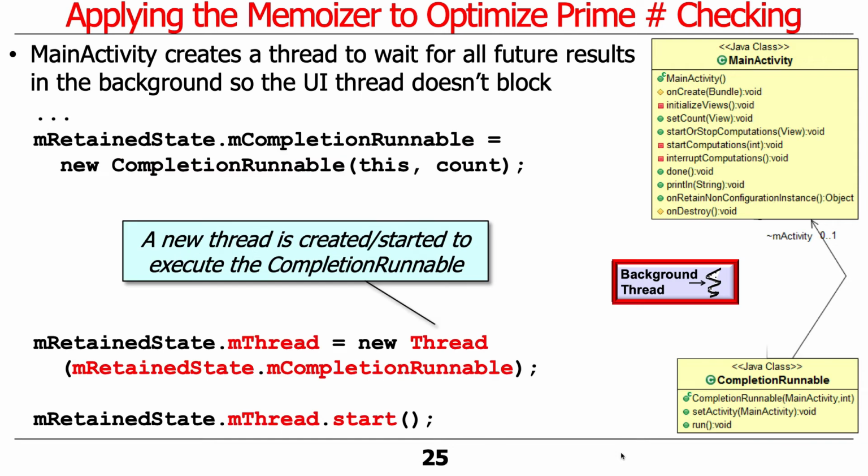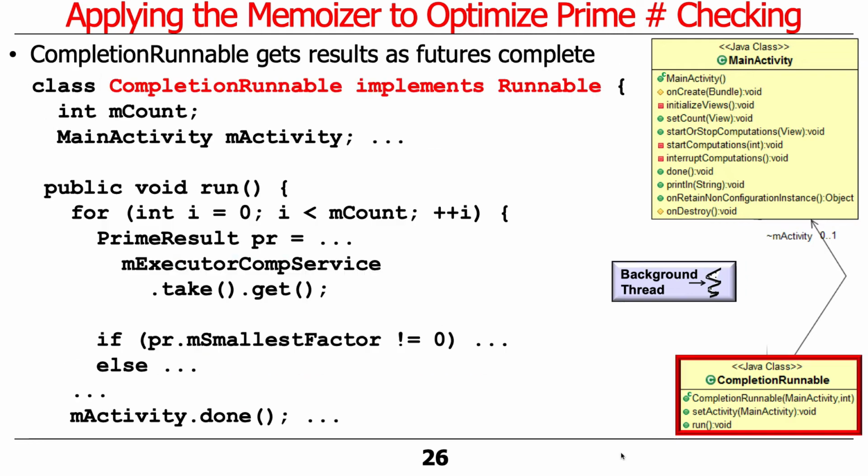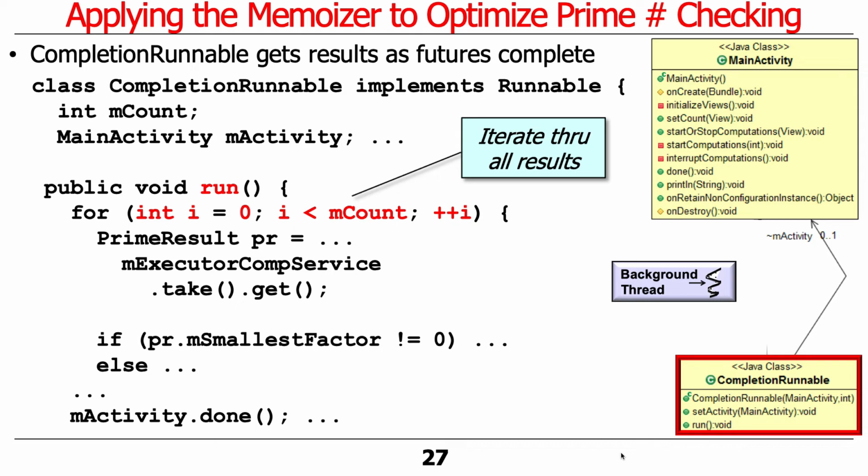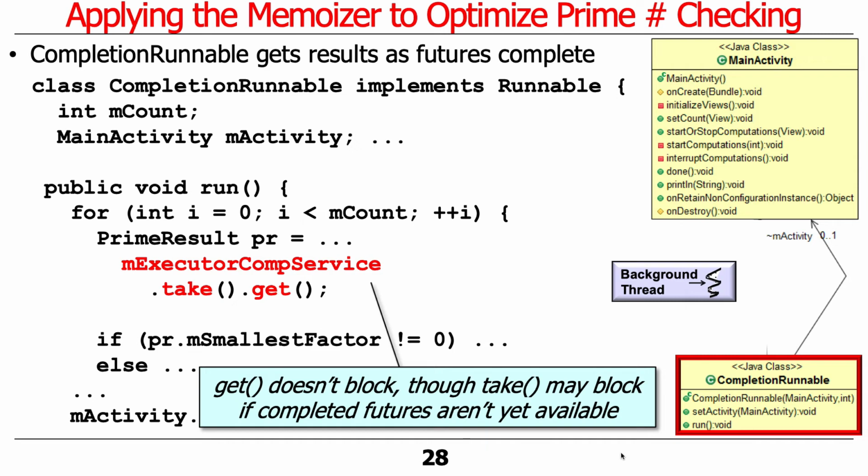And so to do that, we go ahead and we make a new thread, giving it this runnable, and we start the thread. Here's the completion runnable, which is a runnable, which means it has a run hook method. It iterates from 0 to less than mCount. And every step along the way, it calls the take method on the completion service, which, as you recall, will block until there's some completed result. And whatever completed result gets done next, we'll get that. And then we call the get method on the future. And that, of course, will not block because it wouldn't go into the internal completion queue unless it had completed. So take may block, but get will never block once you've got a future at that point.